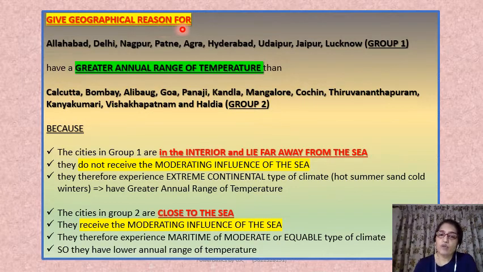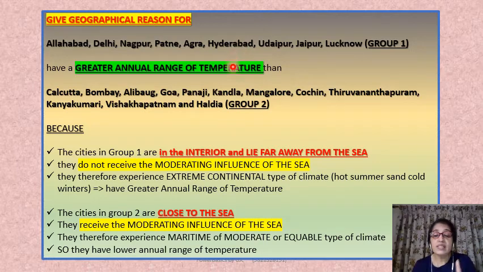Give geographical reason for this: Allahabad, Delhi, Nagpur, Patna, Agra, Hyderabad, Udaipur, Jaipur, Lucknow, all in group 1, have a greater annual range of temperature than Calcutta, Bombay, Alibag, Goa, Panaji, Kandla, Mangalore, Cochin, Thiruvananthapuram, Kanyakumari, Visakhapatnam, Haldia. Now, I put them in groups. Think of it. This cannot be because they lie in the tropics and the temperate zone. No, because in this group, Allahabad and Nagpur lie above the tropic, while Hyderabad lies below the tropic. That will not work. Altitude? No, there is nothing like that.